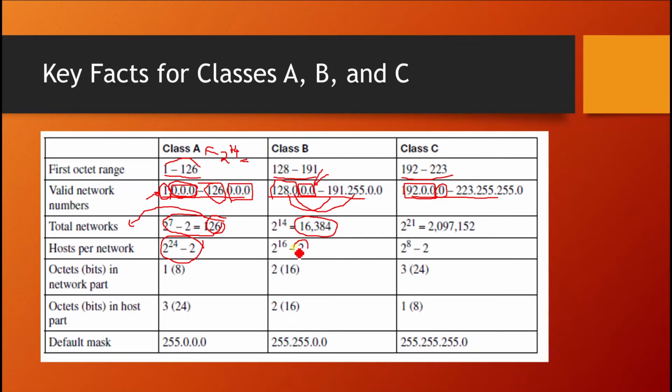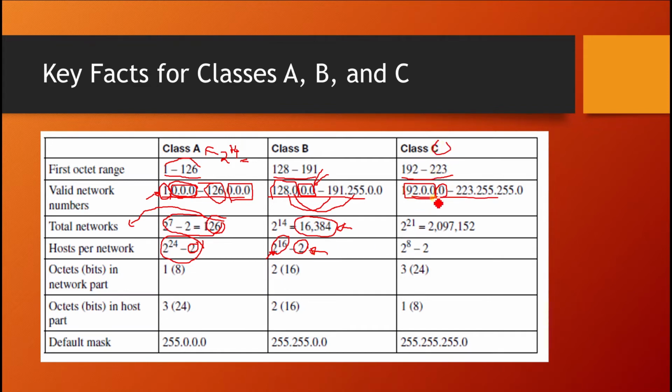And then there's a minus 2. I'll explain why these minus 2s are there later on. But we can have 2 to the power of 16 different hosts, which means we can have that many devices in that network. So we have 16,384 networks, and inside each network we can have around 65,534 IP addresses.